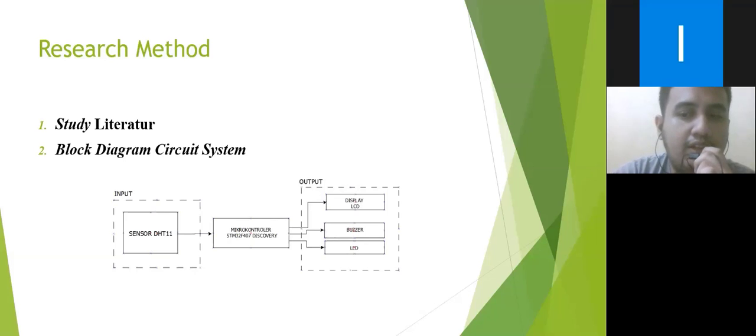The sensor input data will be processed on the STM32F407VG Discovery microcontroller. This microcontroller is the brain of the temperature and humidity measurement system. In the output block, there is a liquid crystal display or LCD, a buzzer, and a light emitting diode or LED.